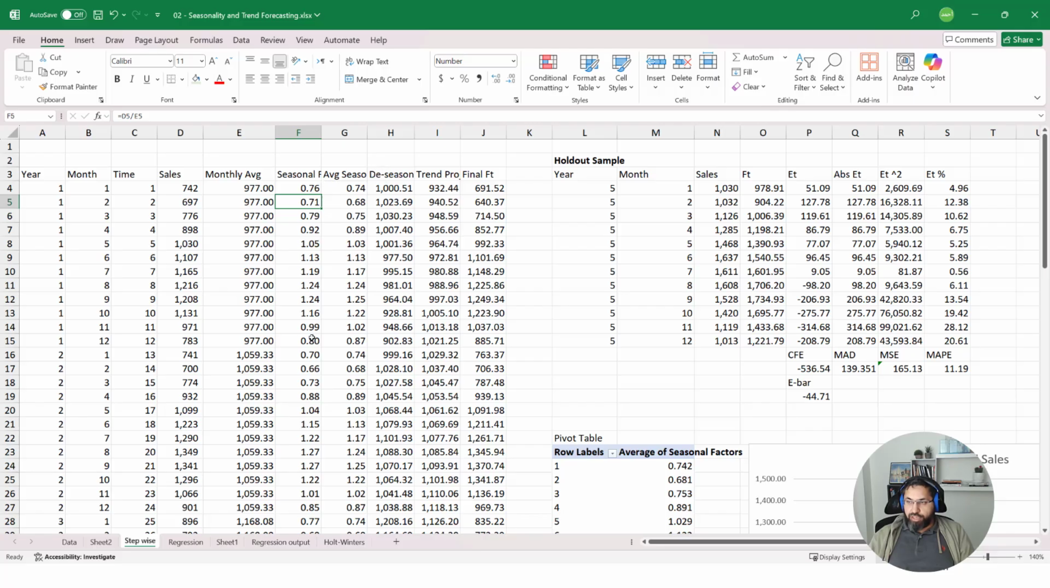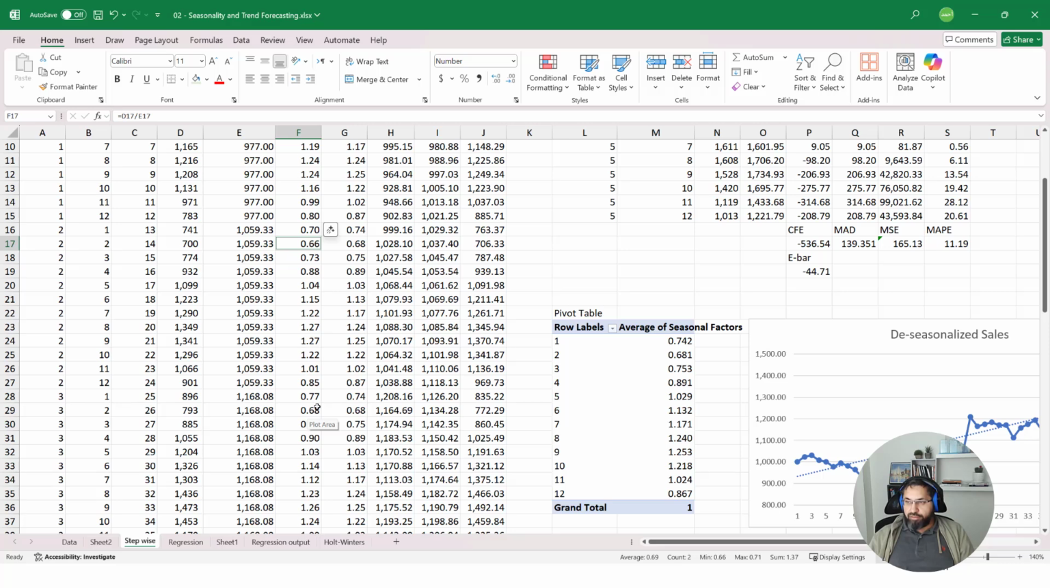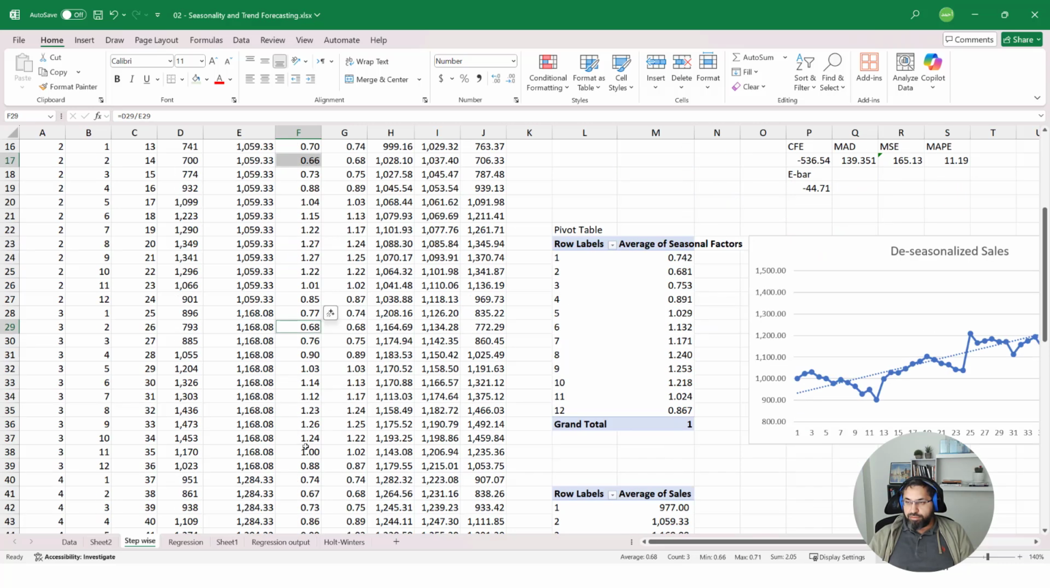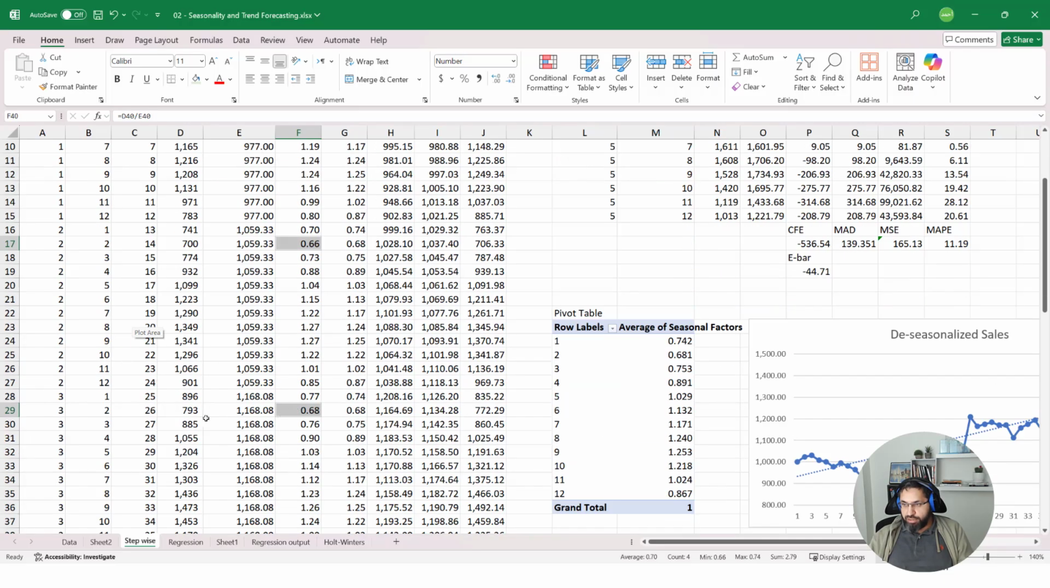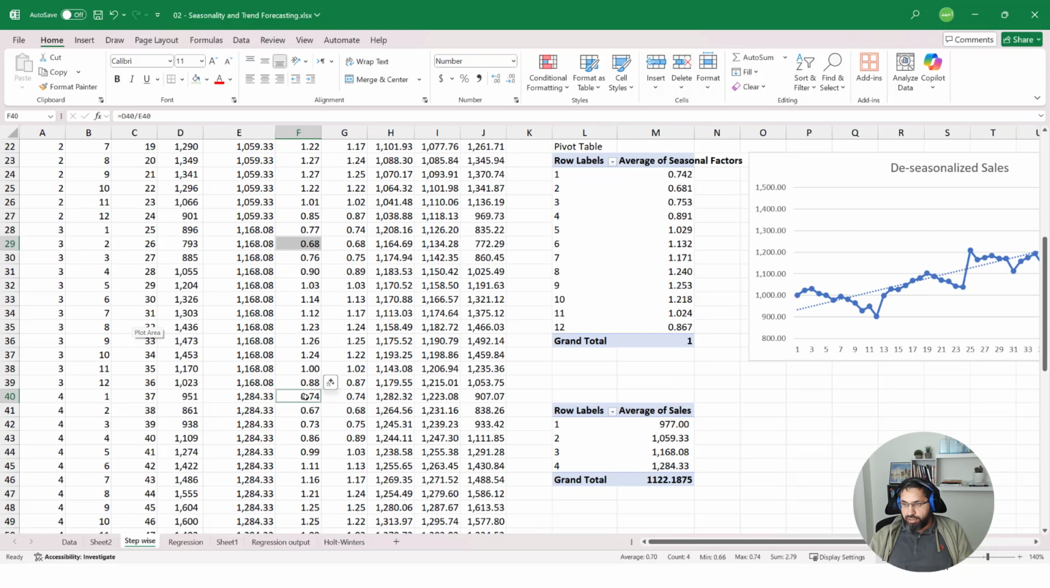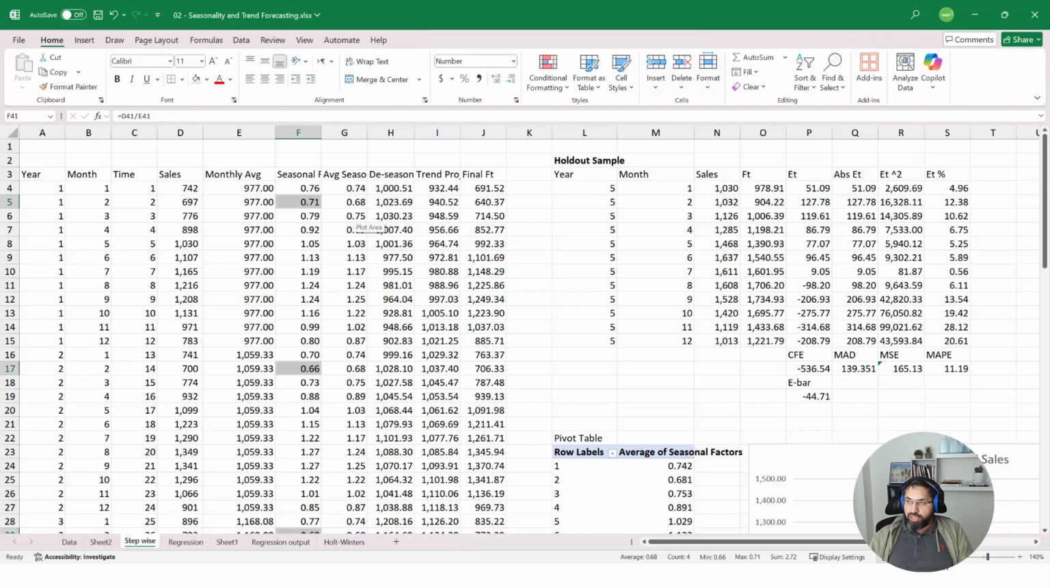The same thing for F2. Take all the 4 values of F2 and find their average. That's 0.71, month 2, 0.66, 0.68. Oh, I selected the wrong value here. So I need to unselect this and select this. And the average is 0.68. So 0.68 is F2. So you do the same thing for F3, F4, F5, F6, F7, F8, F9, F10, F11, F12.